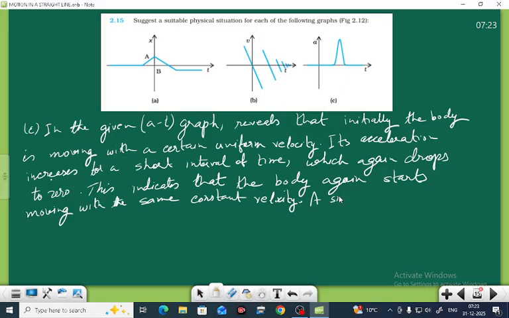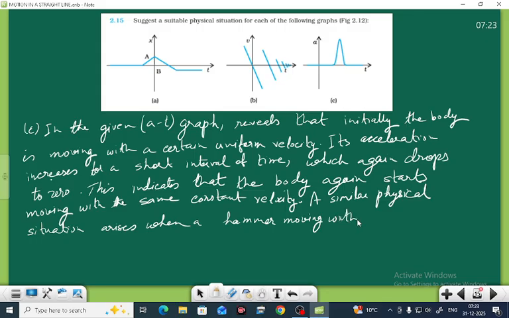A similar physical situation arises when a hammer moving with uniform velocity strikes a nail.